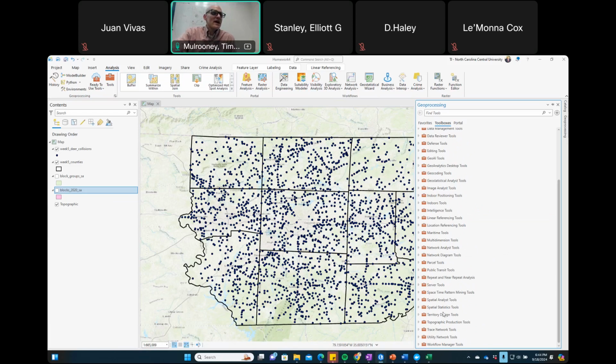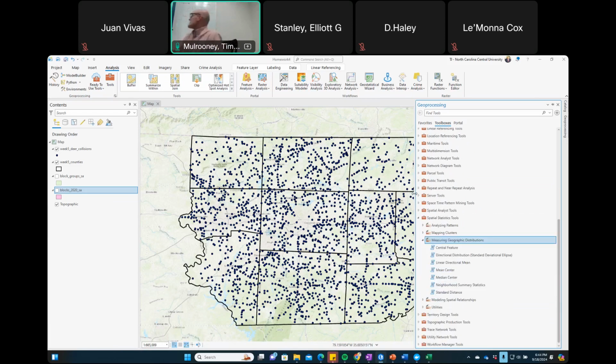To me, what we're going to look at are spatial statistics tools. So we got patterns, clusters, measuring geographic distributions. And so we're going to look at measuring geographic distributions. So we're going to click on spatial statistics. This is where we're going to work right here for this class.